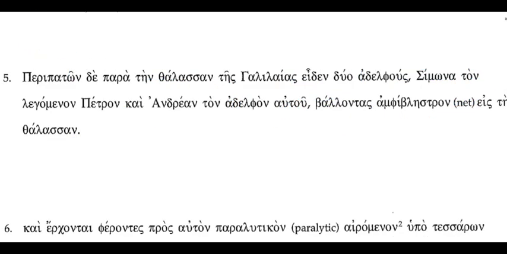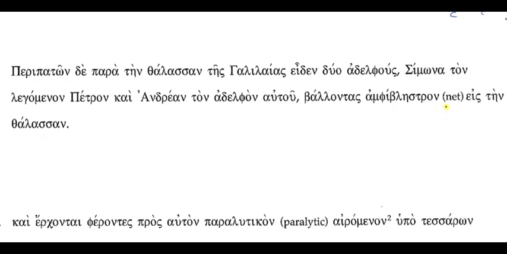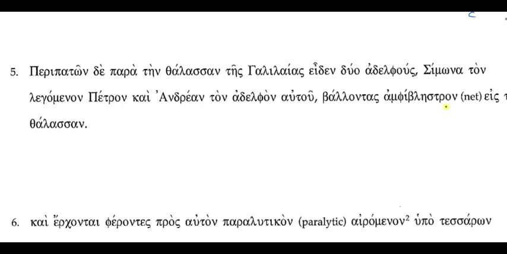Let's look at number five here real quickly. Number five. We have peripaton de para tēn thalassan tēs Galilaias eiden duo adelphous, Simōna ton legomenon Petron kai Andrean ton adelphon autou ballontas amphiblēstron eis tēn thalassan. All right. What do we have here?